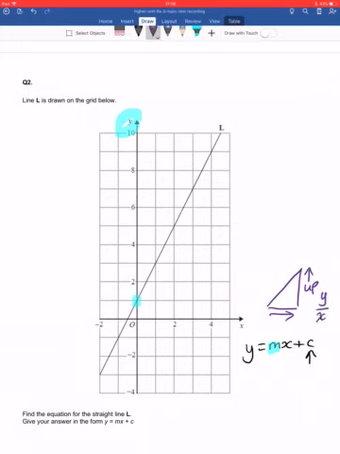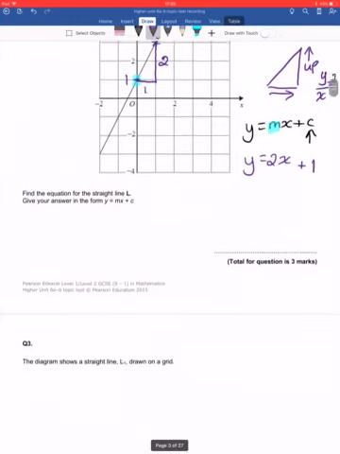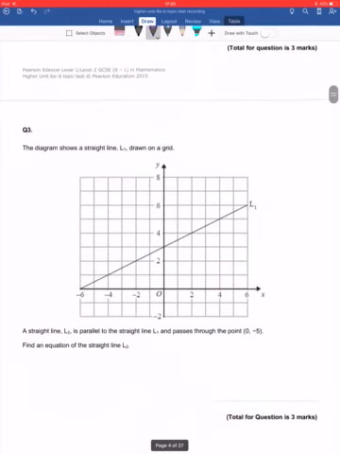Right, so looking at this, reading my scale properly, it intersects at 1. So I'm going to put 1 in there. And then I'm just going to pick 2 points that I definitely know. And it's going along 1 for 2 up. So my gradient is how far up, which is 2 over 1, which I can just write as 2. So y equals 2x plus 1. Okay.